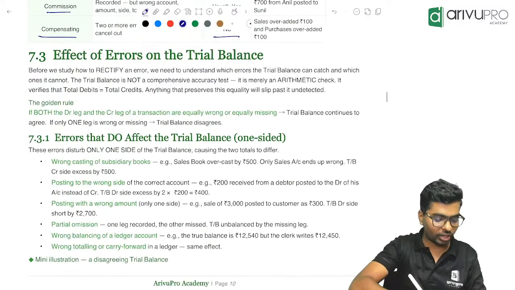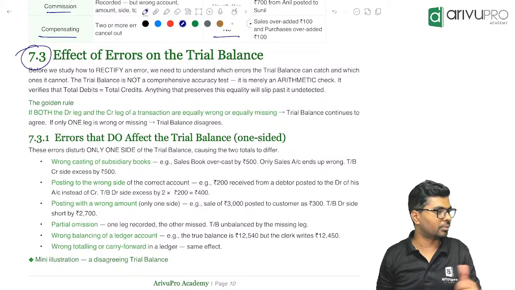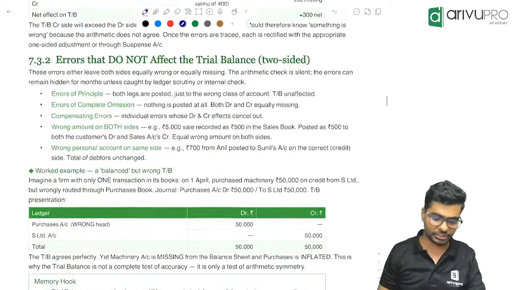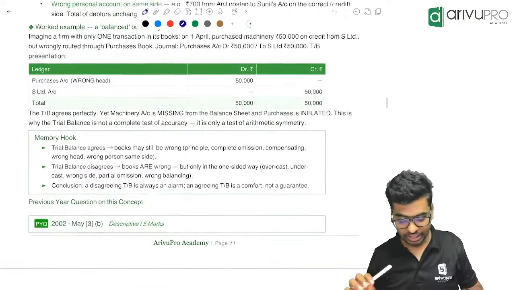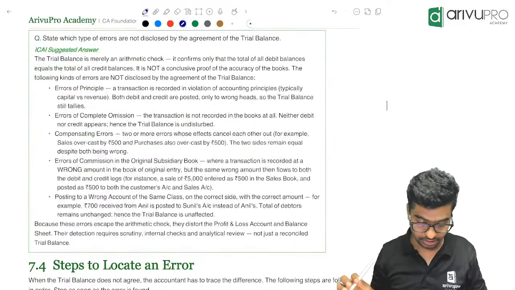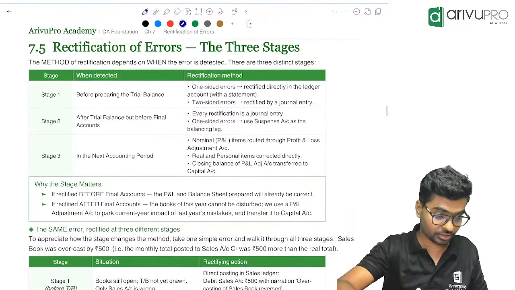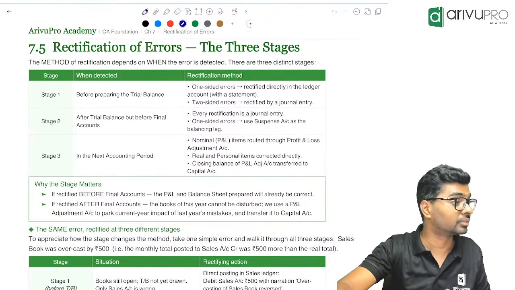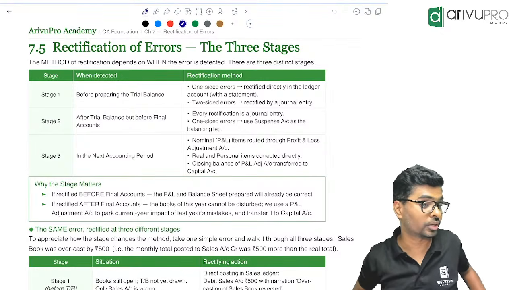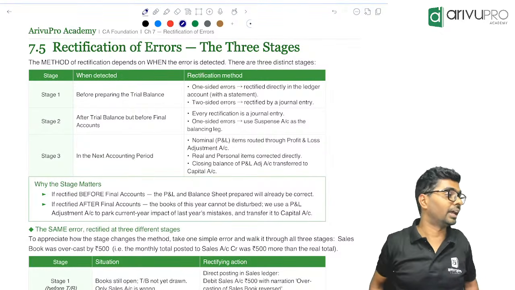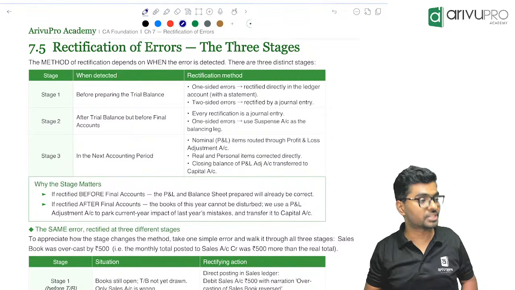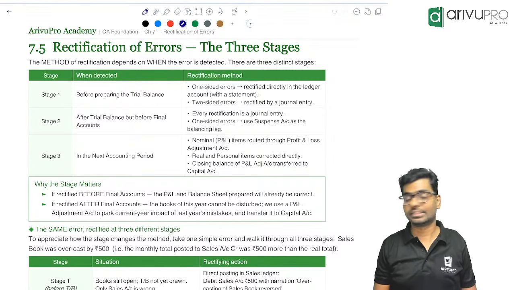Now this I've already covered: errors which affect the trial balance. We'll look at it a little further. Now we'll come to the main point which Nivash was asking about for such a long time, as he was looking whether I know this chapter or not. I'll explain now. So everyone listen to it. Shall we start?